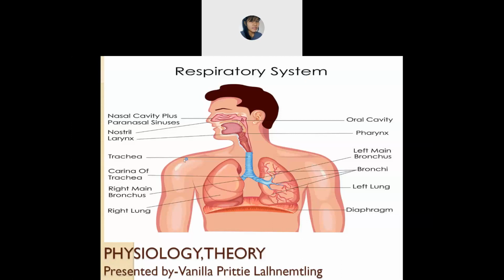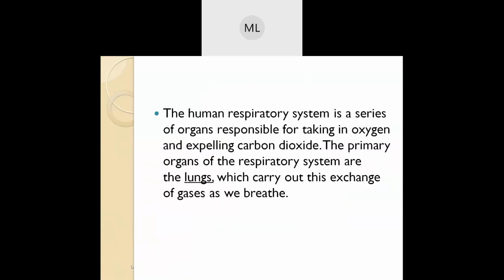So in the last class, we discussed the respiratory system. We discussed till the larynx side, right? So before continuing with that, let us revise again from the beginning.